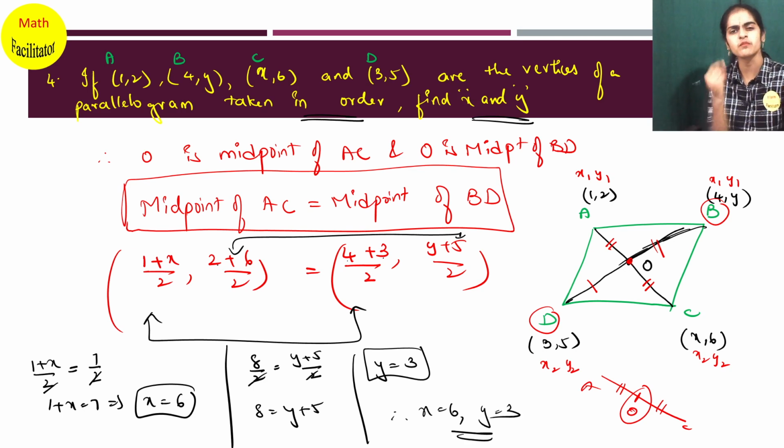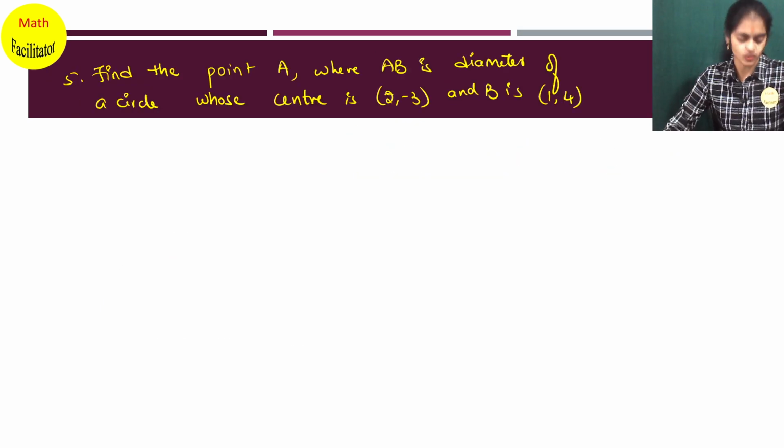What did we use here? Simple property of a parallelogram, diagonals bisect each other. I hope this is very clear for you now. Let's proceed to the next question.